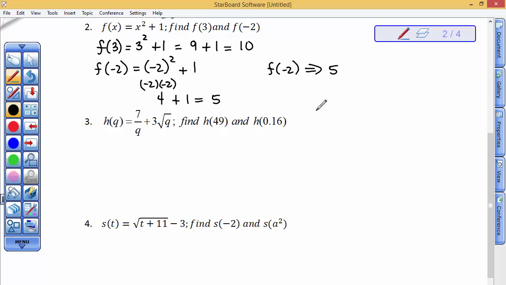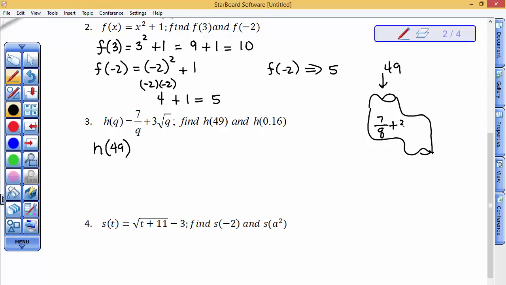Now, sometimes we don't use f of x. Sometimes we use different letters. Maybe this is, I don't know, h is a function of q. You know, I'm using h and q. But it means that q is my independent variable. I'm going to ask you to put numbers in for q, like 49 and 0.16, into this equation. So when I say find h of 49, I'm asking you to dump into this function machine a value of 49, and then I want you to put that in anywhere you see q in that equation. So there's the equation, and I want you to dump out the answer.